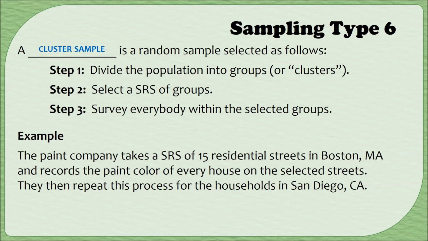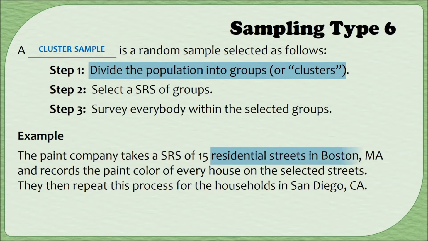So in order to identify a cluster sample, just like with a stratified sample, we want to see that the population has been broken down into groups or clusters. In this example, the groups are pretty subtle, actually. It's kind of hard to find them. To see that there are groups in this example, remember that we're interested in the paint colors of houses, so the individuals are houses. In this case, the houses have been grouped by residential streets. So the groups, the clusters for this example, are the residential streets in Boston and in San Diego.